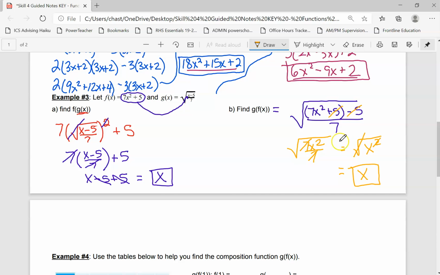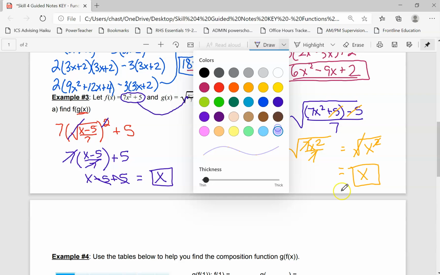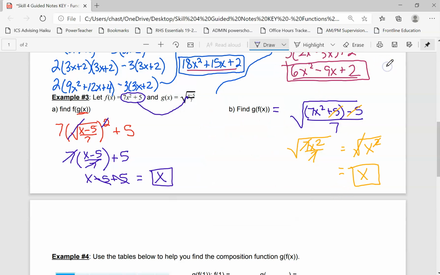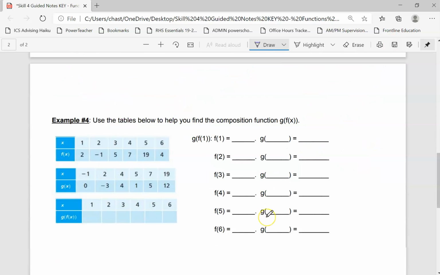You'll notice that in this example, we ended up with the same thing when we did both compositions. We'll explore this in more detail in the next lesson, but when you see something like this, that means that one function is the inverse of another. Okay, so these two functions up here are inverses. They're functions that undo each other. But we'll explore that idea in the next lesson in more detail.